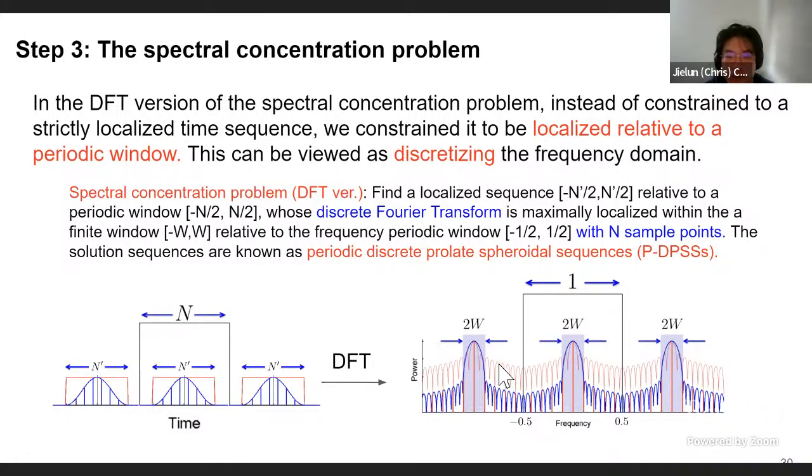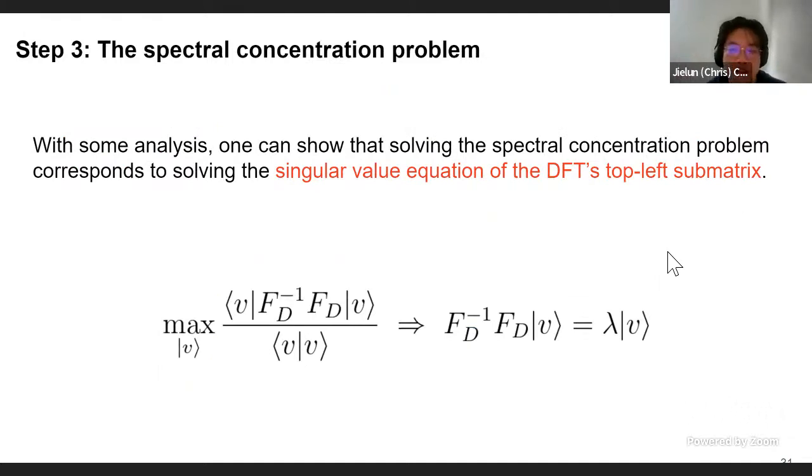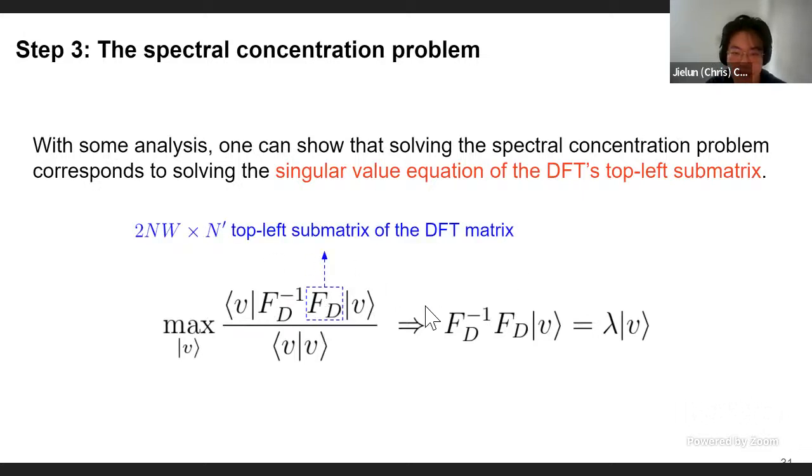Here you can already see why this is related to the submatrix of the discrete Fourier transform, because the discrete Fourier transform maps these larger blocks into this larger block. But here we only focus on this smaller block in the time and frequency domain. With some analysis, we can show that it's a maximization problem, and this can be directly mapped to an eigenvalue problem, or the singular values of the DFT's top left submatrix.